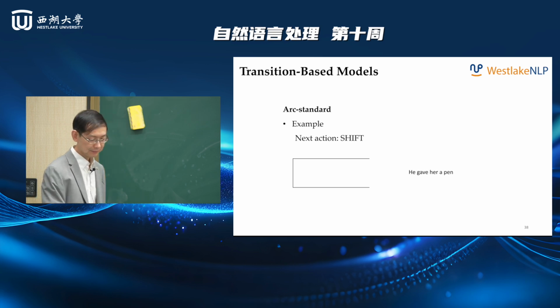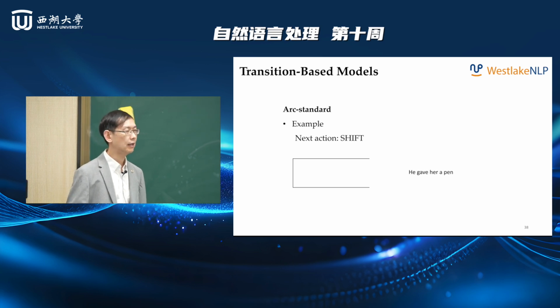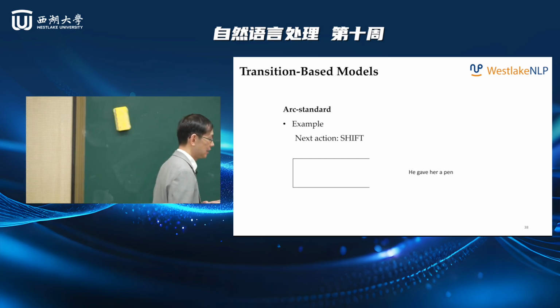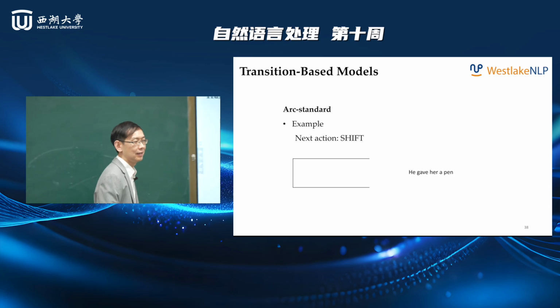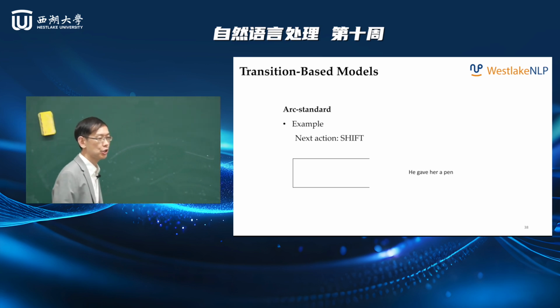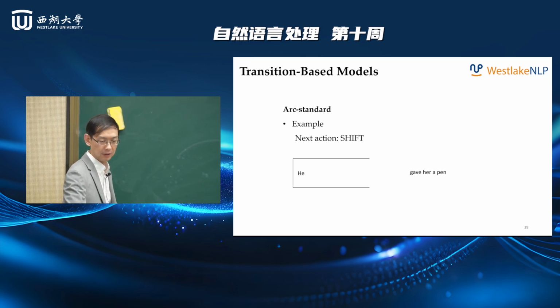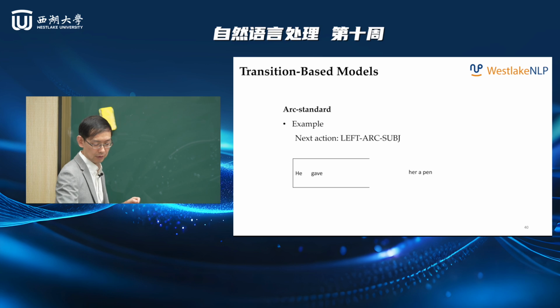All right, this set of actions is called the arc standard parser, all right? So initially, the stack is empty and the buffer contains the whole sentence, all right? And then we need to keep on applying transition actions to build the parse tree. The first action is called shift, which moves the front of the buffer onto the stack. You see, the word he is on the stack, right? The next action is shift, which moves the next word gave onto the stack, okay?